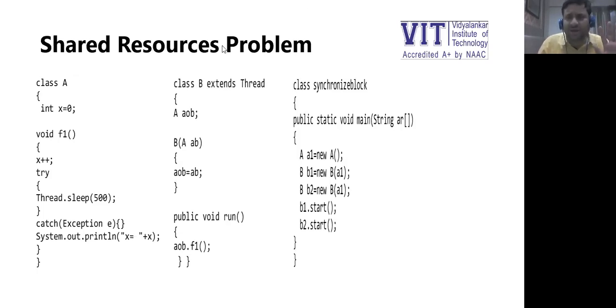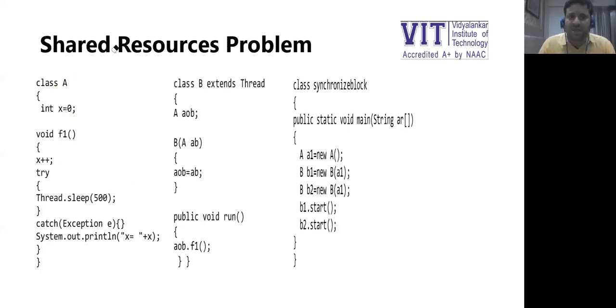I have tried to keep it very simple just to make you understand this. Now, we have class A. Class A has nothing to do with the thread. We have class A that has a data member x equals to 0. And now, when f1 function will be called, x value is incremented, thread goes to sleep, and value of x is displayed. So basically, in f1 function, we have 3 steps. Increment the value of x, go to sleep for 500 milliseconds, and then display the value. So every time f1 function is called, these 3 steps will occur.